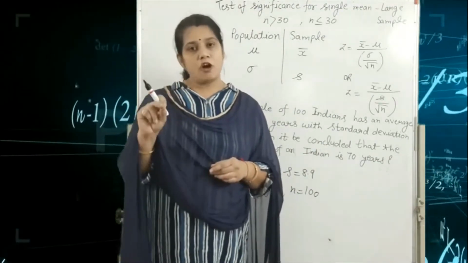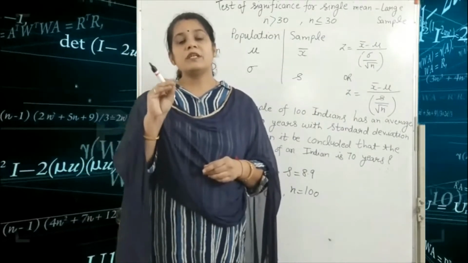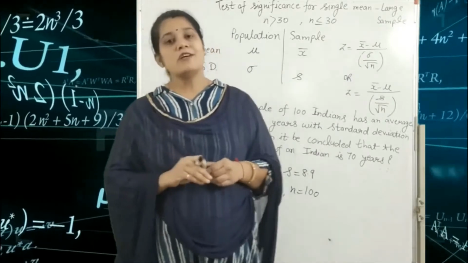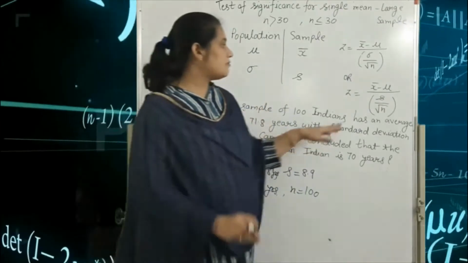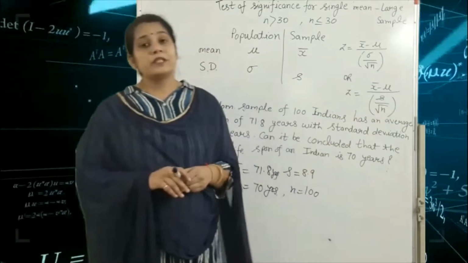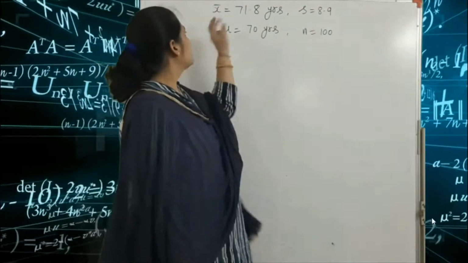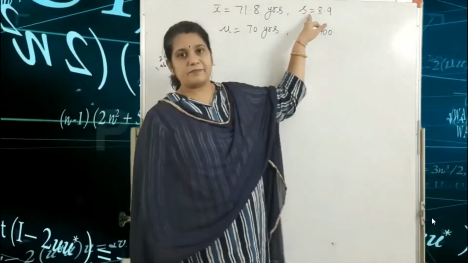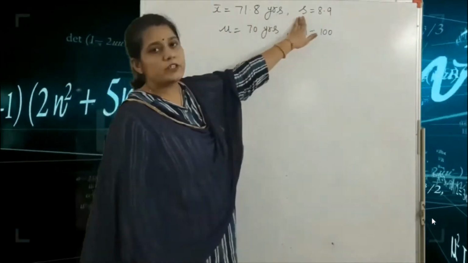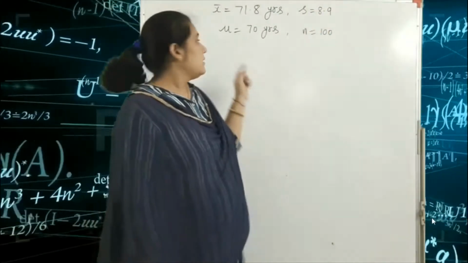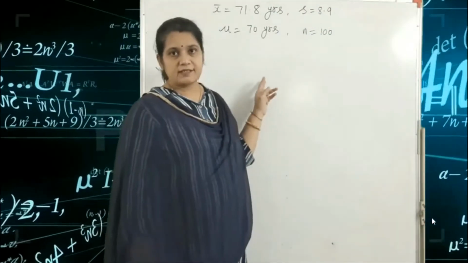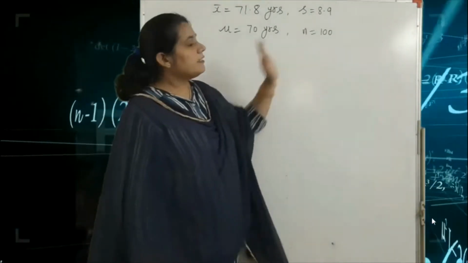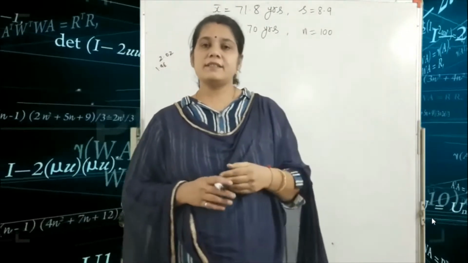So H naught is mu equal to 70 years, and H1 means mu not equal to 70 years. Okay, and we use the formula S upon root n. So here x bar is equal to 71.8 years, and S, the standard deviation according to the sample, is 8.9. Mu is equal to 70 years, that means the mean according to the population, and here n is equal to 100, that means the number of samples.